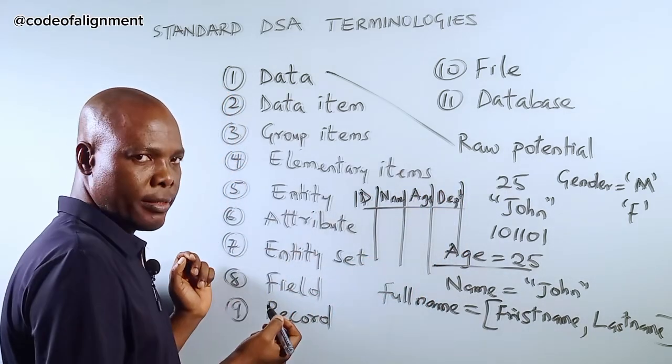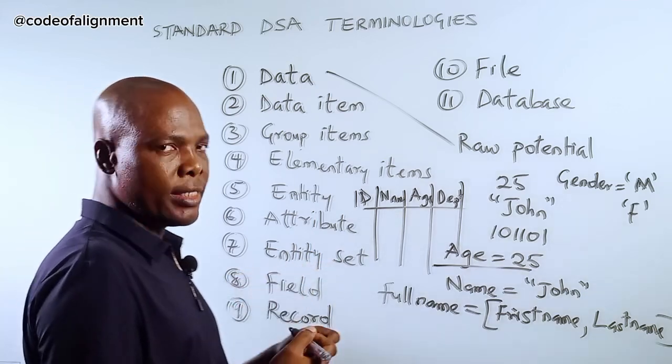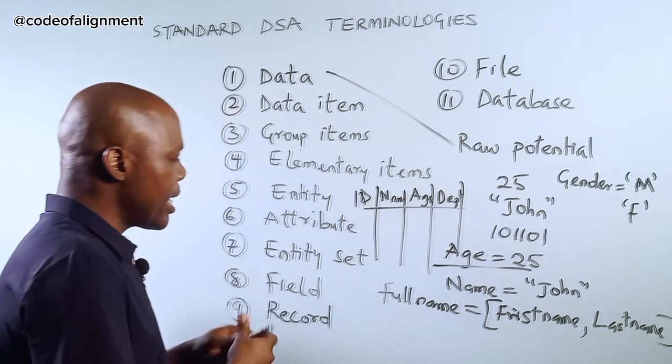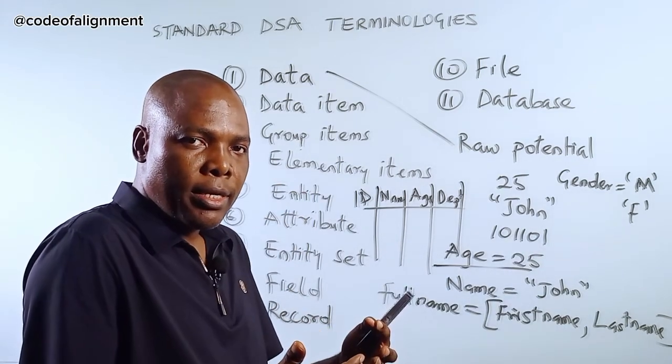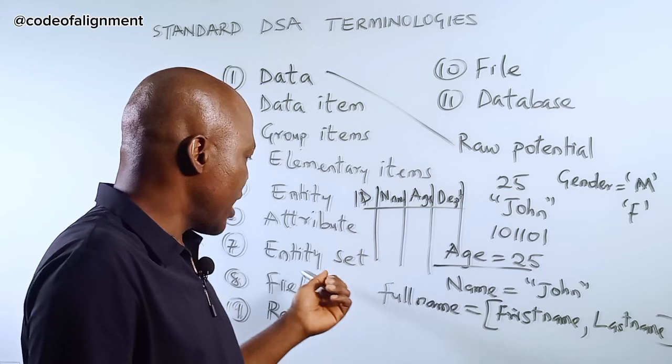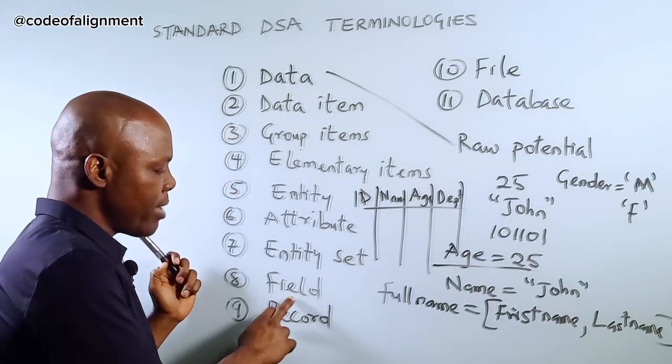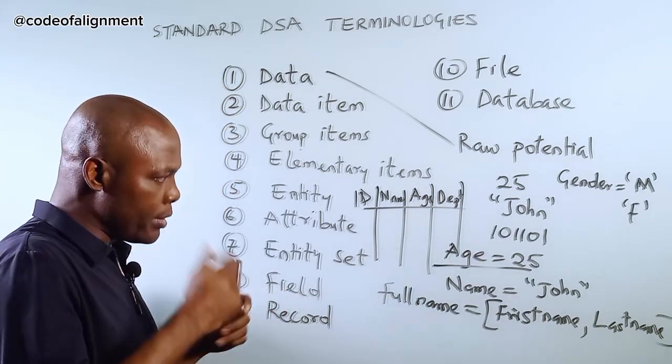Then we have entity set. These are class of entities, that is class of objects that have the same attribute. That is what you call entity set. Then you have field.